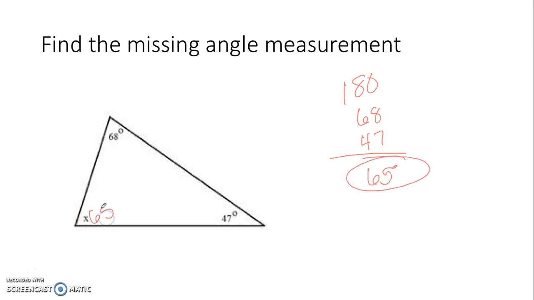So 65 degrees. And you can always check yourself by adding the three angles up together. It should equal 180. You know that we did it right, and that's how you can check your work.